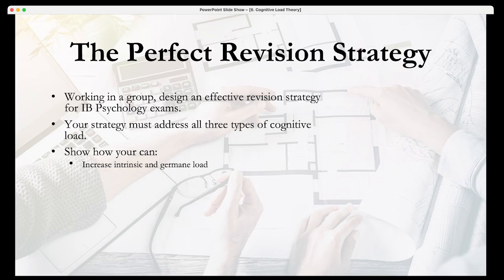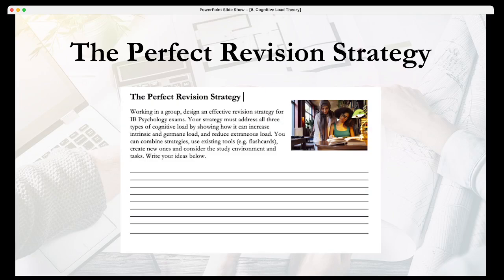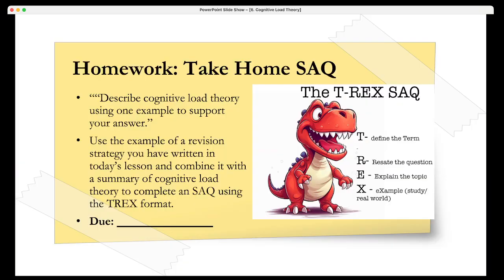But again, tell students this activity is not only designed to help you understand cognitive load, it's also to help you in your real life to try to study better, and also it's helping you for the exams, because the exam could ask you to apply cognitive load to a real world problem. That's exactly what we're doing here. Okay, and then the space in the workbooks to do that, and hallelujah.